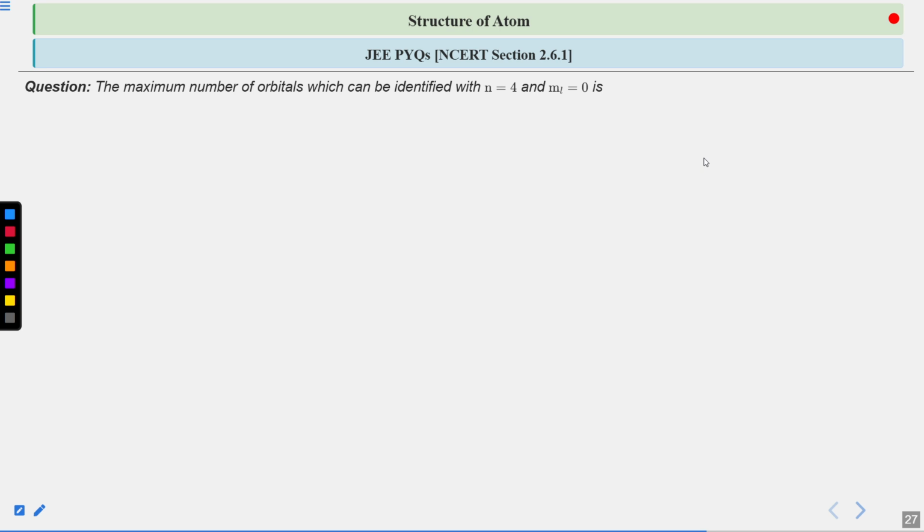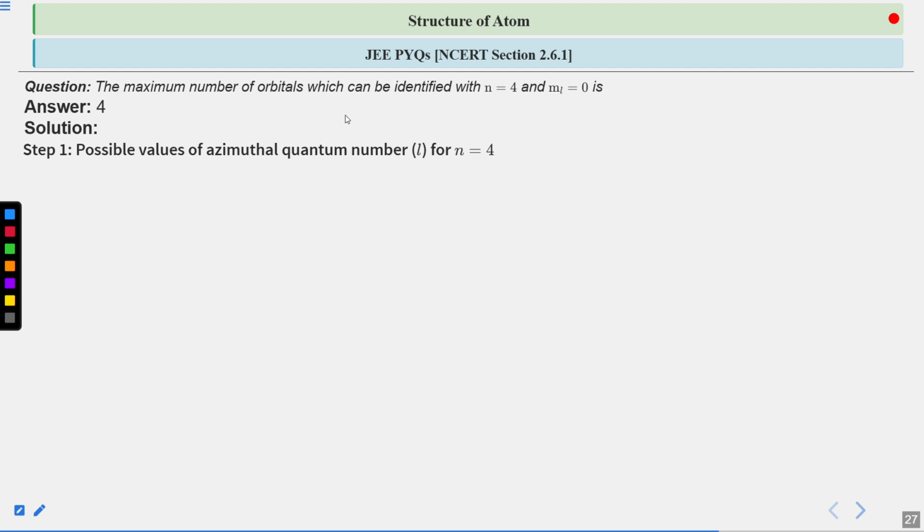So for this given question, the correct answer is 4. The possible values of the azimuthal quantum number for n equals 4, that is step 1. For n equals 4, the possible values of L are 0, 1, 2 and 3, because in n equals 4 we can have s orbital, p orbital, d orbital and f orbitals. So for s, L is 0, for p, L is 1, for d, L is 2, for f, L is 3.